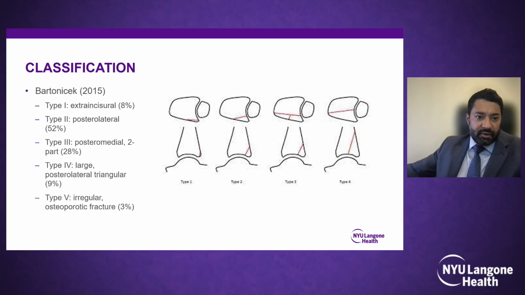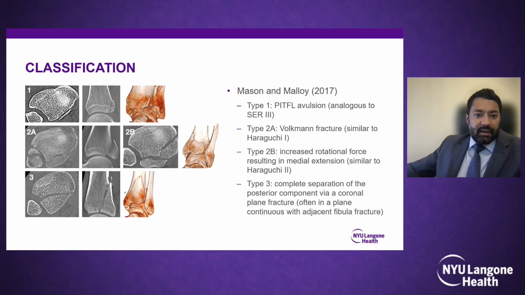There's also a Bertonacek classification, which is a modification of that, and Mason and Malloy classification, which sort of categorizes these based more on ligamentous attachments, but the patterns are basically the same.